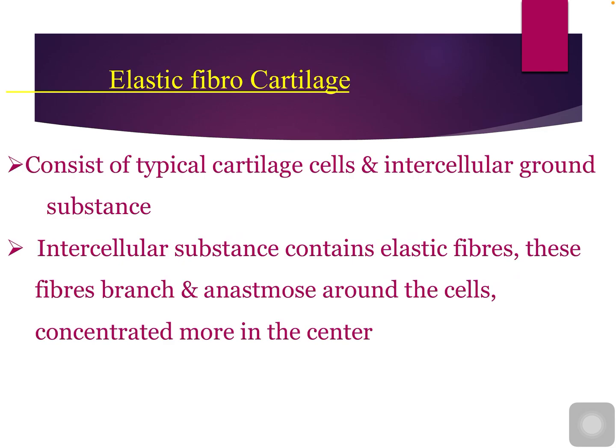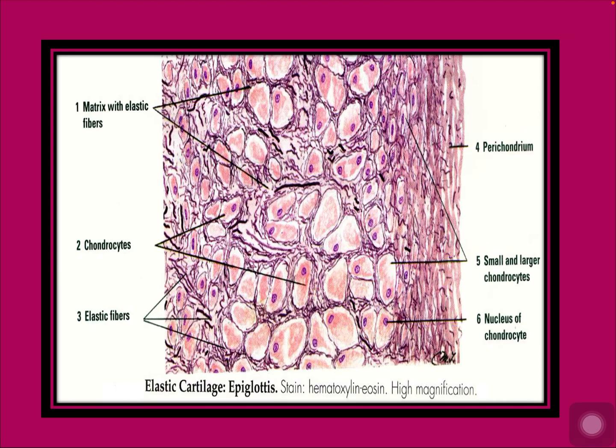Now elastic cartilage, otherwise called elastic fibrocartilage, consists of again chondrocytes and intercellular ground substance. What is the difference between the other cartilages and this cartilage? It contains elastic fibers in the intercellular substance, so that these fibers branch and anastomose around the cells. So you can appreciate this cartilage is different from the other two cartilages we have seen till now. So elastic fibers are present. Matrix with elastic fibers and chondrocytes. Perichondrium is present in elastic cartilage and in hyaline cartilage also.